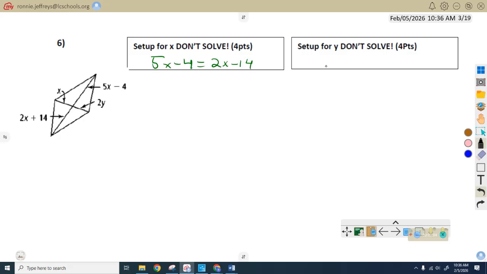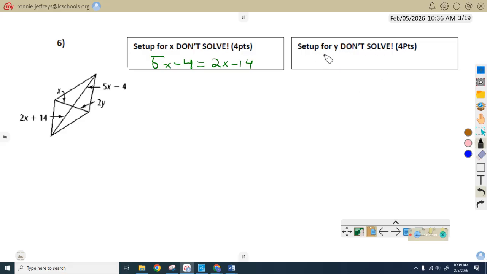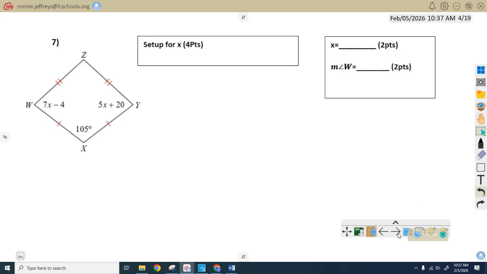Now, I know a lot of y'all did not use your notes for this because this is actually from your notes. Either a notes or a practice day. And yes, you'll have some where it's set up and don't solve. All right. So that was that problem. Moving on to the next one.